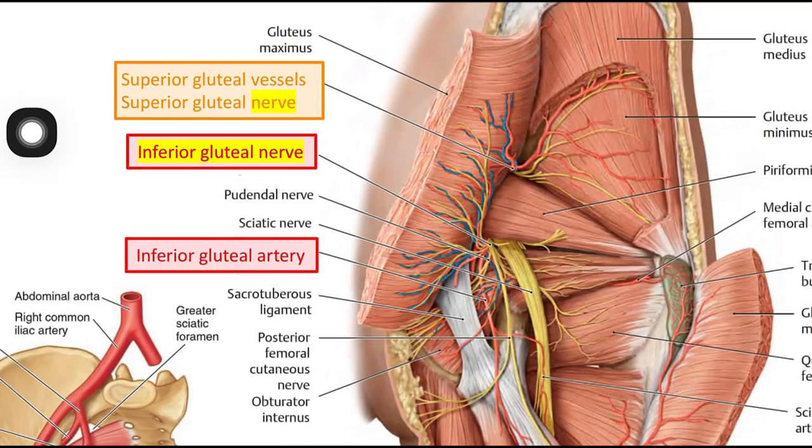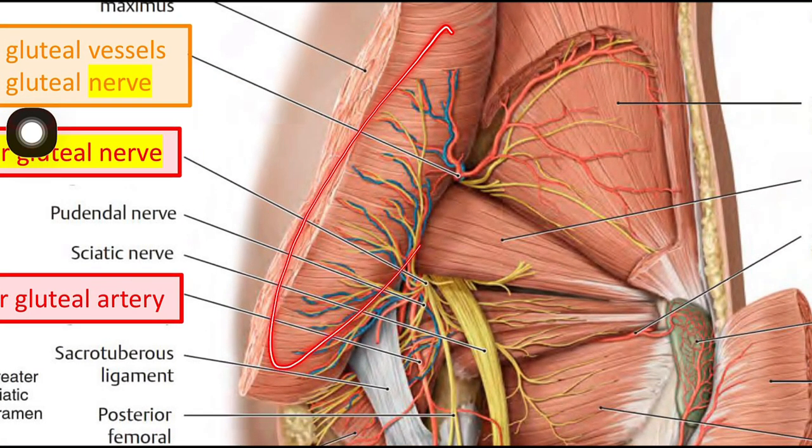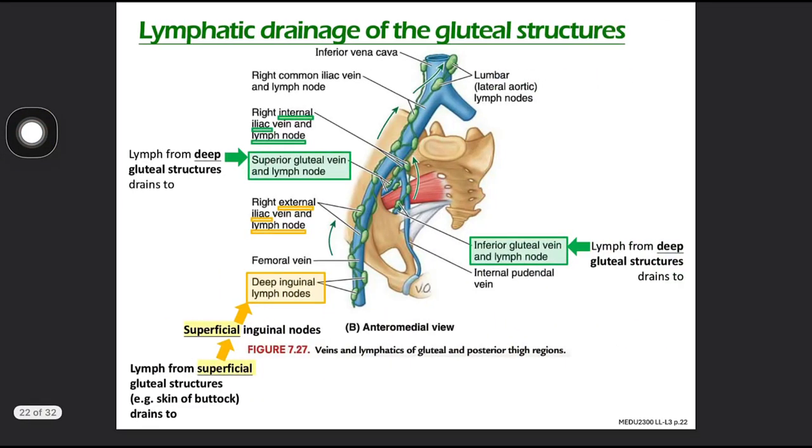And also because of the fast demand for blood supply of the gluteus maximus, can you see that it receives blood supply from both the superior as well as the inferior gluteal arteries, okay?